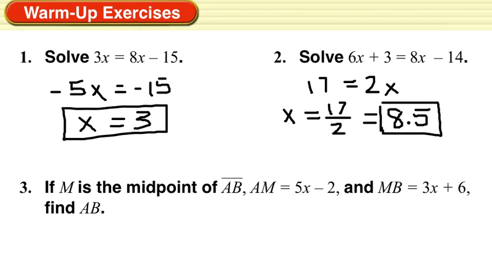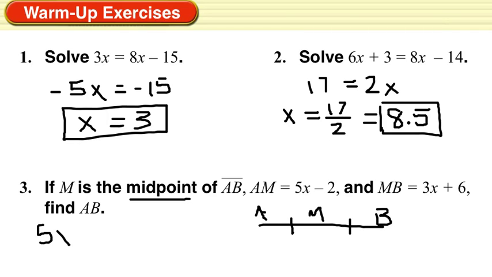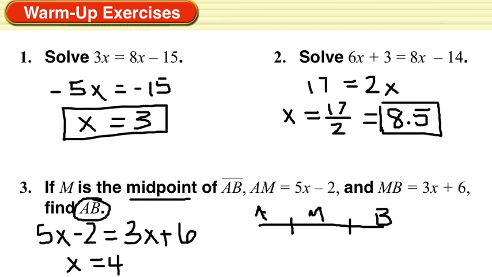And finally, number 3, since we're dealing with a midpoint, if you were to draw a picture of segment AB, where M is the midpoint, you know that these two segments are equal. So all we're going to do is set up the following equation. 5x minus 2 is equal to 3x plus 6. And in this equation, x is equal to 4. But it's asking you for the length of AB. So plugging in x, you get AB is equal to 36.